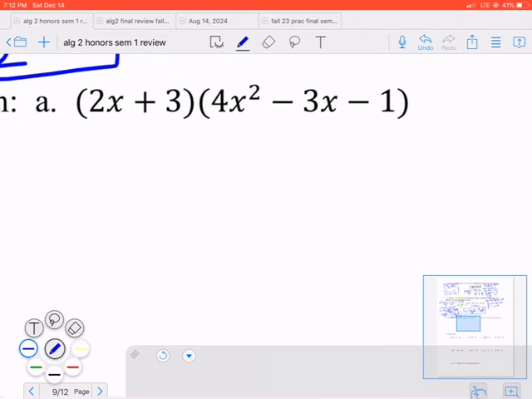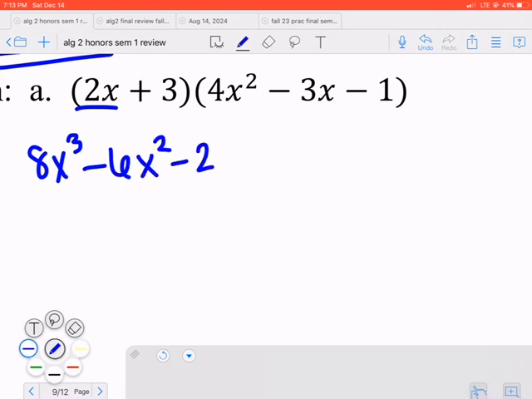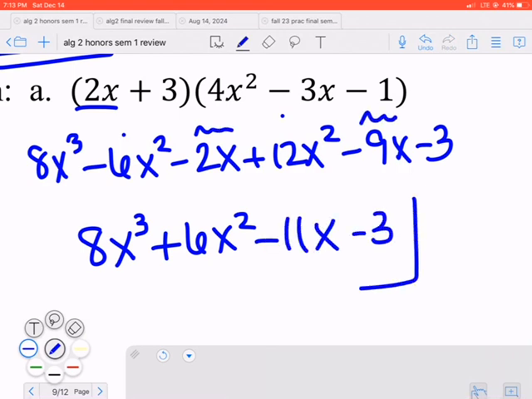Alright, multiply. We've got a binomial times a trinomial. Whatever's in front, you have to distribute each of those guys. So let's start with distributing the 2x. We would have 8x to the third minus 6x squared minus 2x. Now distribute the 3: plus 12x squared minus 9x minus 3. Combine like terms. 8x cubed. For our squares, we've got a plus 6x squared. For x's, we have a minus 11x and then minus 3.